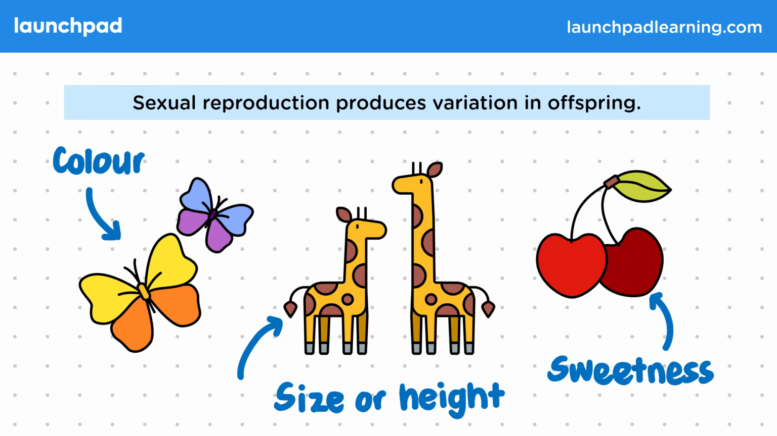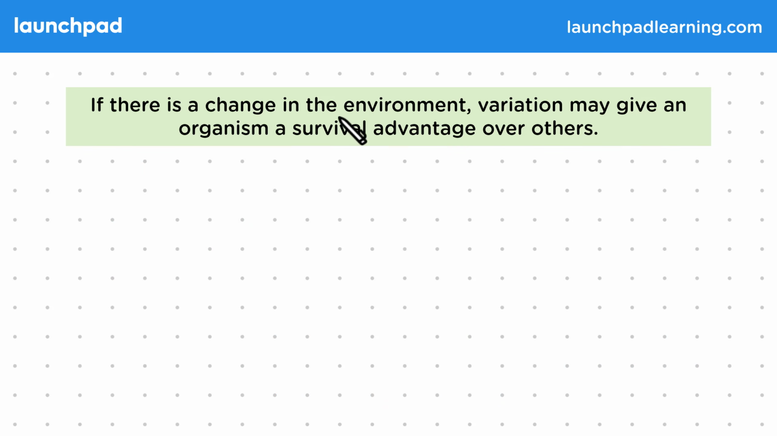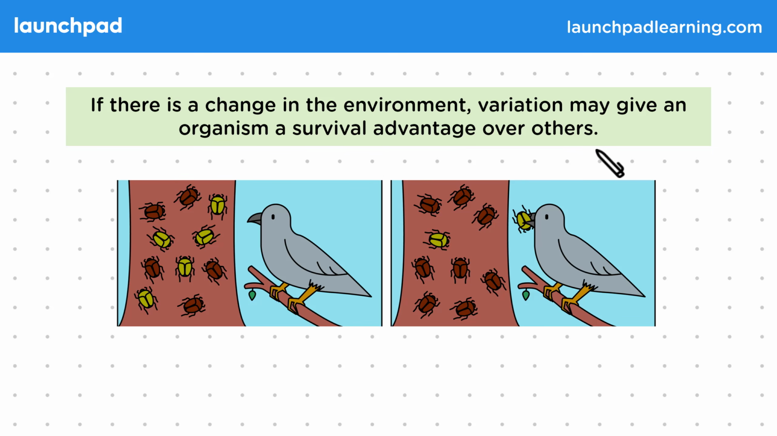So how is variation an advantage? If there is a change in the environment, variation may give an organism a survival advantage over others. Let's look at this example of colour variation in beetles. The colour of the brown beetles means they can easily blend in against the tree bark. It provides camouflage, while the green beetles stand out more.